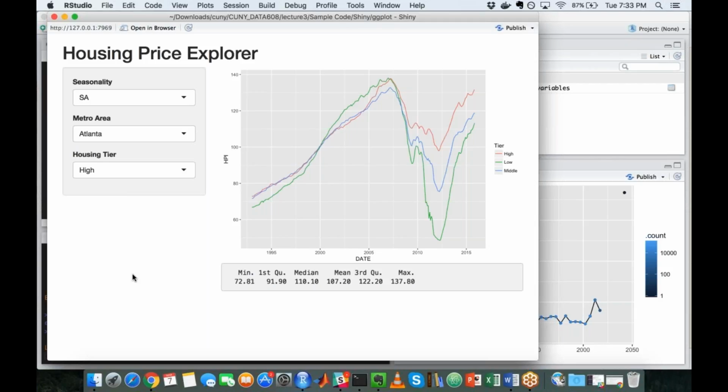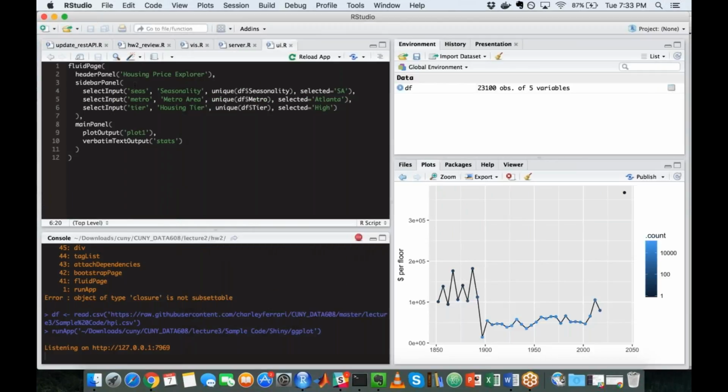Yep, that's it. 6. So basically, you have the title. That's an element. You have the plot area. That's an element. This output here is an element, and then each of these drop downs is an element. And you could see each of those defined here. You have your header, you have your inputs, and you have your two outputs.